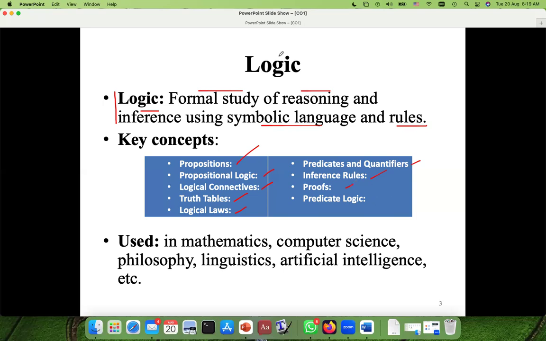So where can we use this logic? Basically, logic is a sub branch of mathematics, so we normally use it in mathematics. But it is also used in computer science, because computer science is based on mathematics. So we also use these concepts in computer science, and you will see how. Otherwise, people are also using logic in philosophy, linguistics, AI, and many other fields.